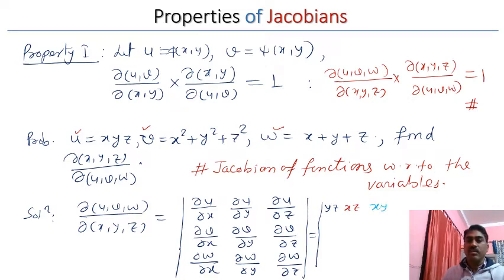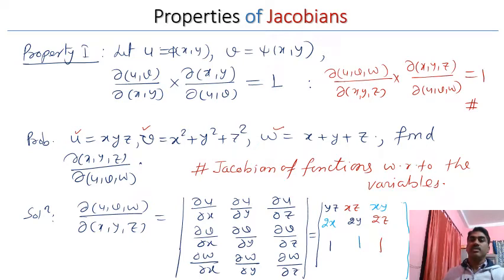This is one row. And what about the next row? Del v by del x is 2x, del v by del y is 2y, and del v by del z is 2z. And what about the final row? Del w by del x is 1, del w by del y is 1, and del w by del z is again 1.